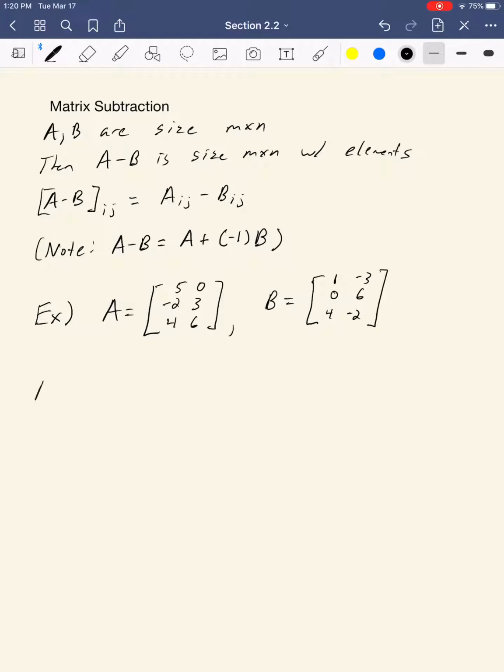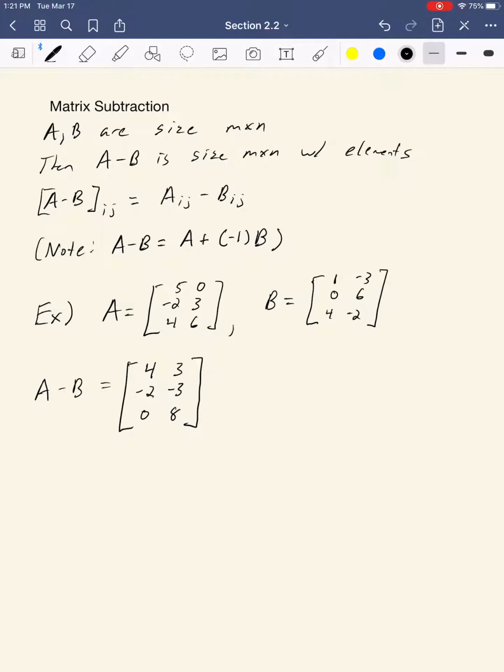Then A minus B would be, again, just doing this component-wise. Our first component, 5 minus 1, would be 4. Then 0 minus negative 3 would be 3. Negative 2 minus 0 would be negative 2. 3 minus 6 would be negative 3. 4 minus 4 would be 0. And 6 minus negative 2 would be 8. So there's our matrix A minus B.